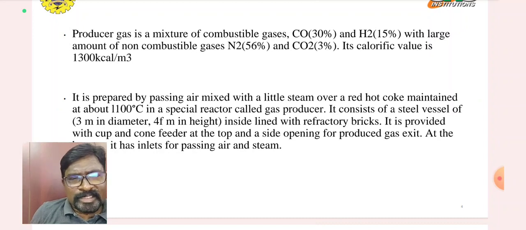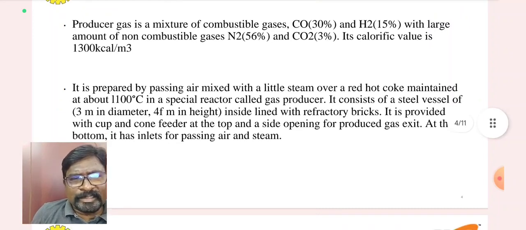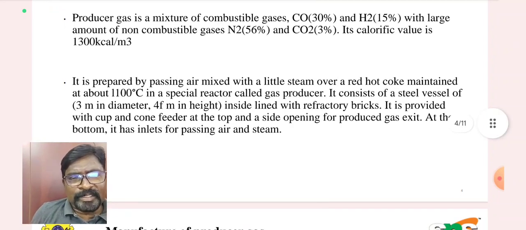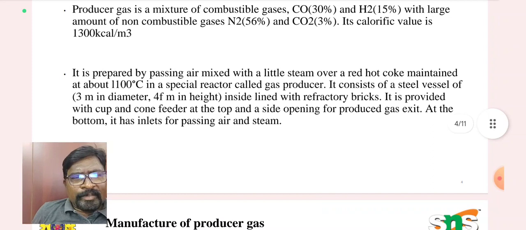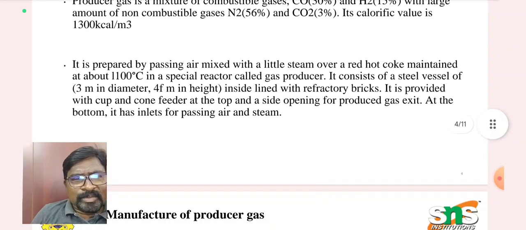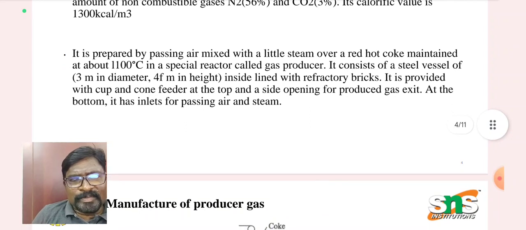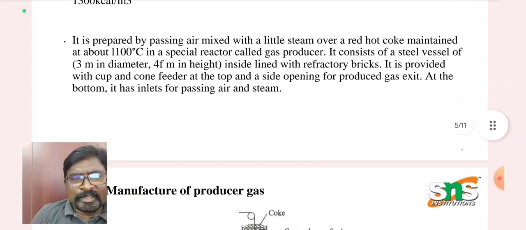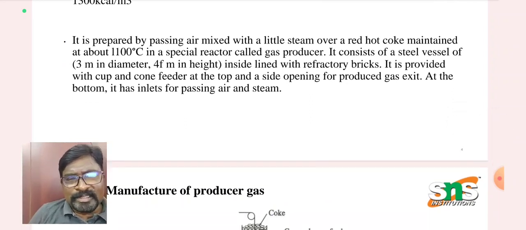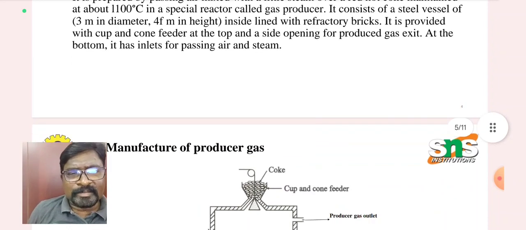It consists of a steel vessel of 3 meters in diameter as well as 4 meters in height. Inside it is lined with refractory bricks. It is provided with a cup and cone feeder for the purpose of continuous supply of coke to the reactor. There is a side opening for taking the produced gas outside. At the bottom, it has inlets for passing air as well as steam. Here, in the case of producer gas, air and steam are allowed inside mixed.